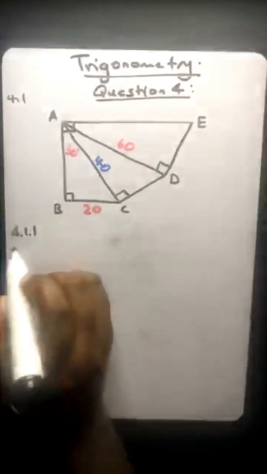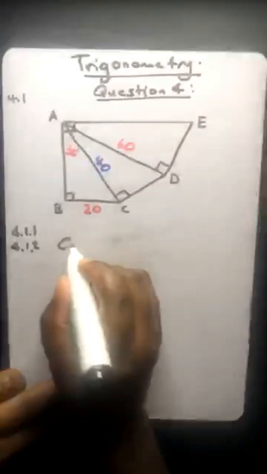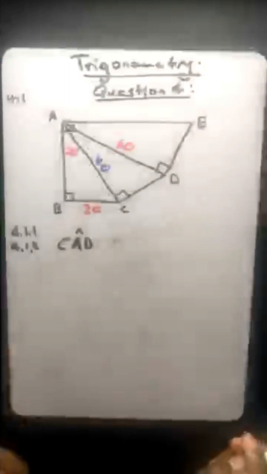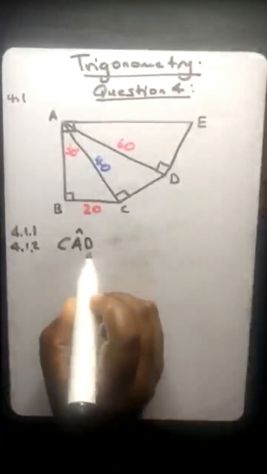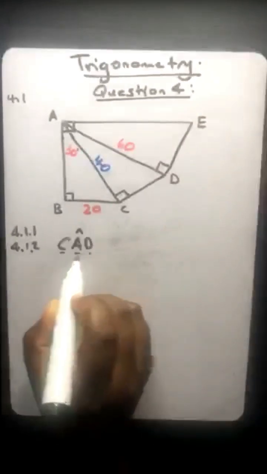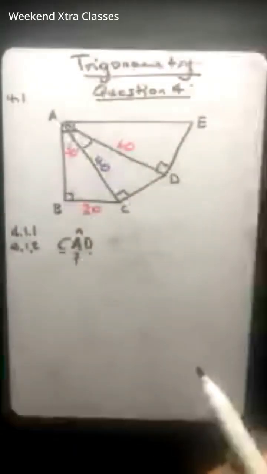So quickly, let's have a look at 4.1.2, which says size of, can you see? The examiner just says size of this thing. When we go deeper, guys, I won't be emphasizing the fact that this thing, you call it intra-angle CAD. What is angle A? So let's see, intra-angle CAD. What is angle A? Can you see, this is actually the angle that they are looking for.